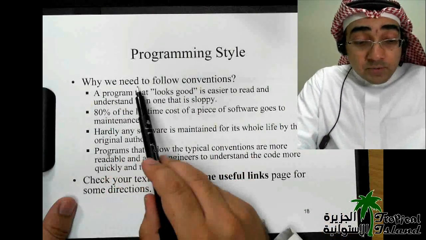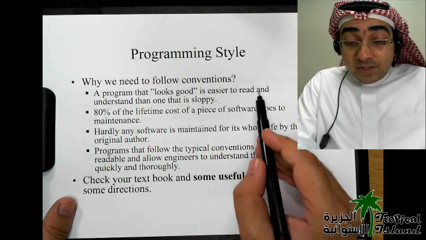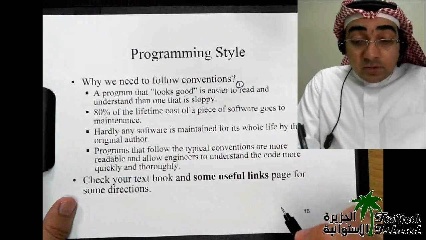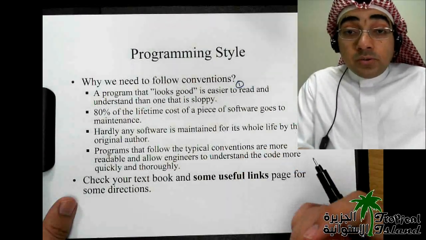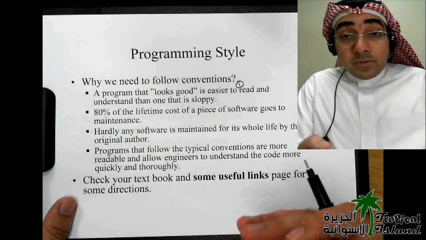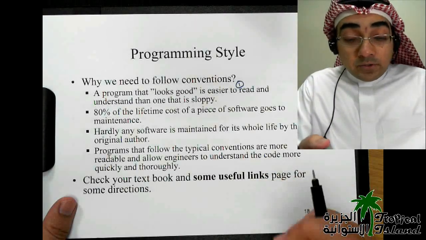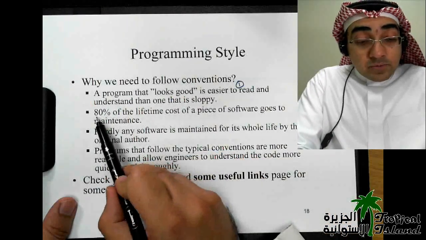Now, programming styles. Why we need to follow a convention. A program that looks good is easier to read. That's very important. If you're submitting your homework, or submitting your code to the company that you're working for, you want the person you're submitting your code to to understand it so he can actually debug it or test it easily. It's easier to read than to understand sloppy code.